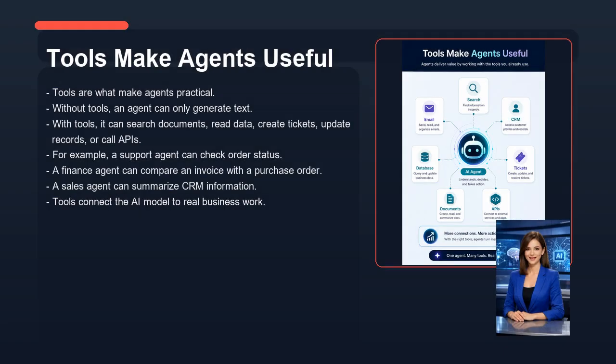Now let's look at how tools make agents useful. Tools are what make agents practical. Without tools, an agent can only generate text. With tools, it can search documents, read data, create tickets, update records, or call APIs. For example, a support agent can check order status. A finance agent can compare an invoice with a purchase order. A sales agent can summarize CRM information. Tools connect the AI model to real business work.